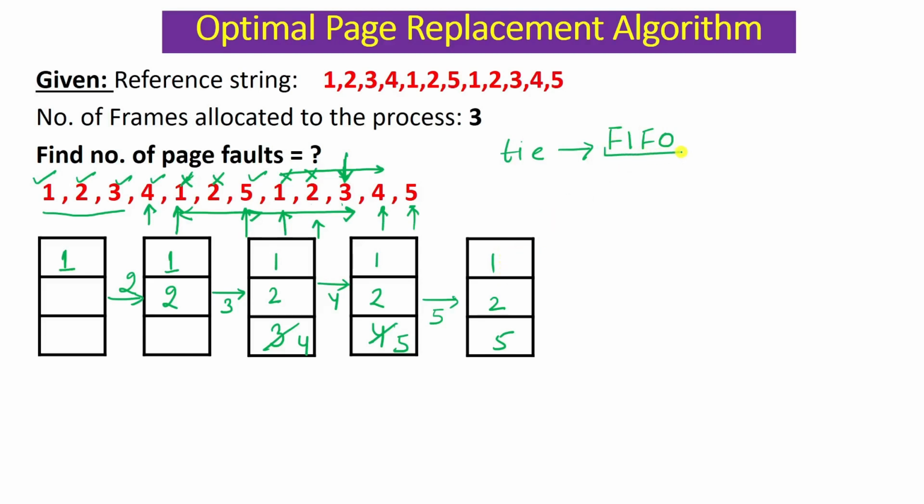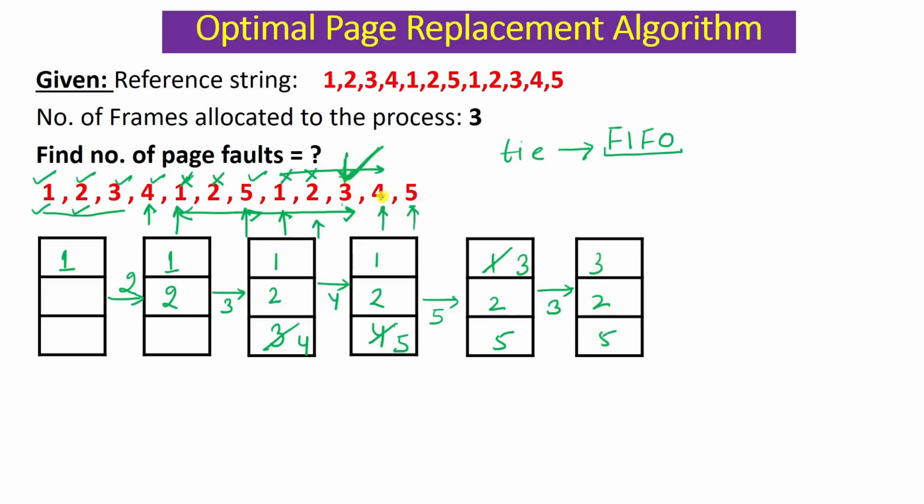The page which came first in the memory should be replaced, and the FIFO says the same thing, right? So out of 1 and 2, which is the page that came first in the main memory? Here you can see 1 came first, 2 came after 1. So I will replace 1 here according to the FIFO page replacement algorithm. So on 3 I will replace this, so it will be 3, 2, 5. So 3 generated the page fault.